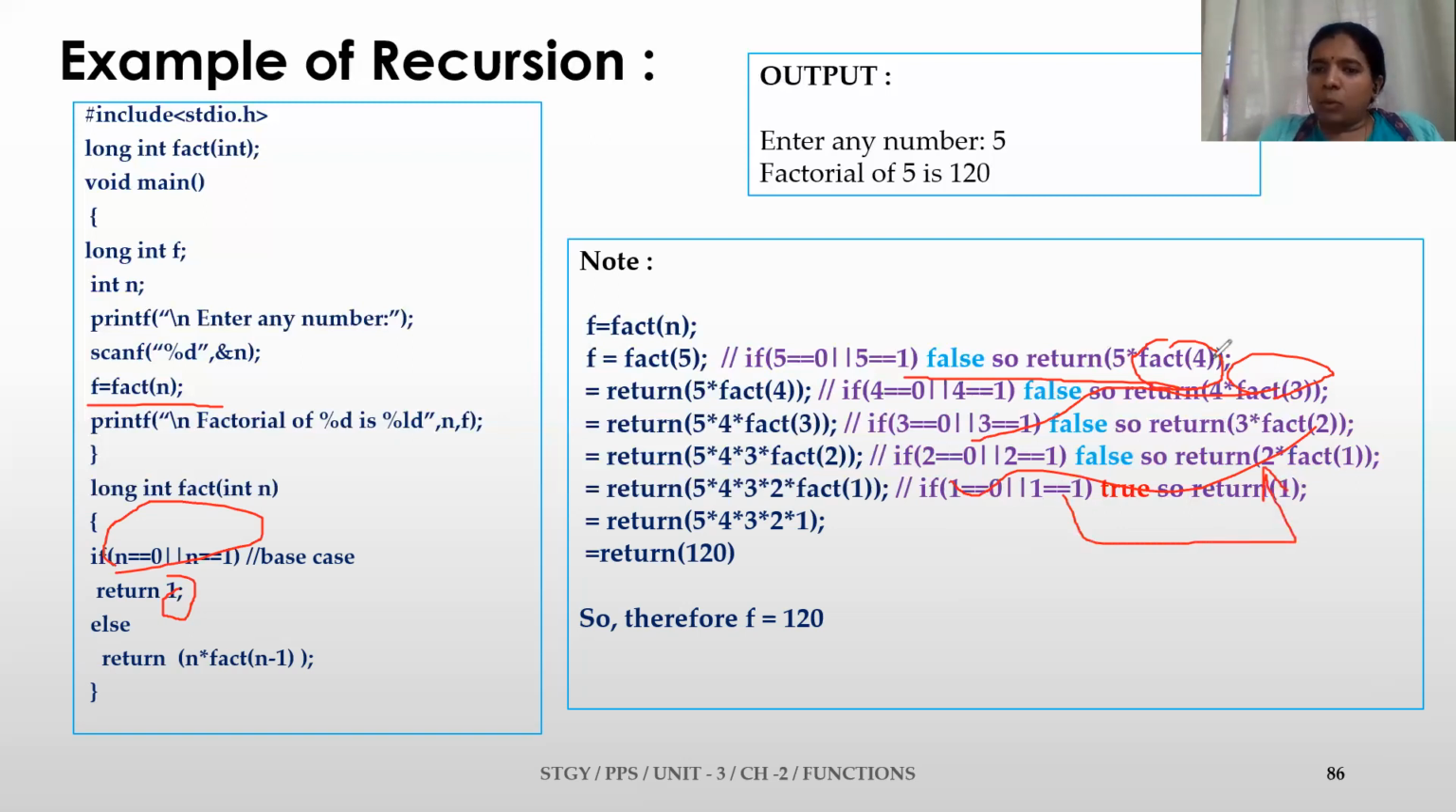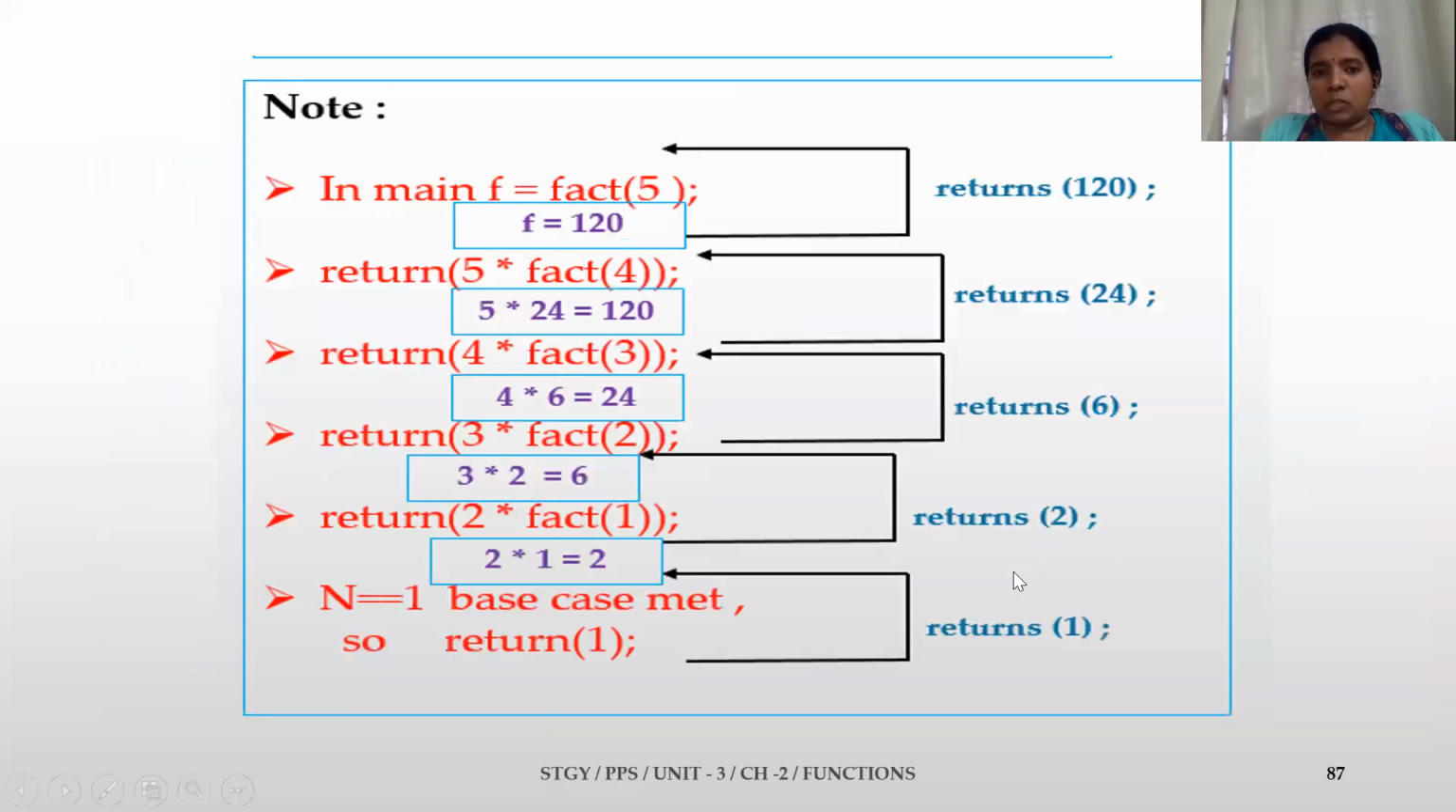1 is returned in the backward case, it becomes 1 into 2 into 3 into 4 into 5, which is nothing but 120. If we ever need to understand it more diagrammatically and more clearly, there's one more representation that we can check out that will make it much more understandable.